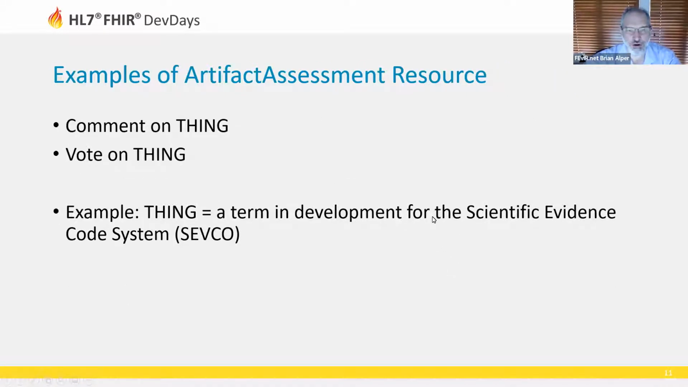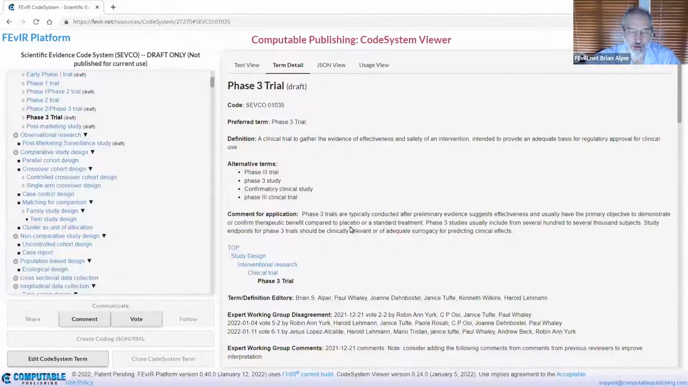So I'm going to show you several examples of things we can do with the artifact assessment resource. The first set of examples is being able to comment on a thing or being able to vote on a thing. And in this example, the thing is a term in development. We are building a scientific evidence code system or terminology. And in the process of building it, we've set up ways so that people can comment on the terms or vote on the terms. So this is an example.